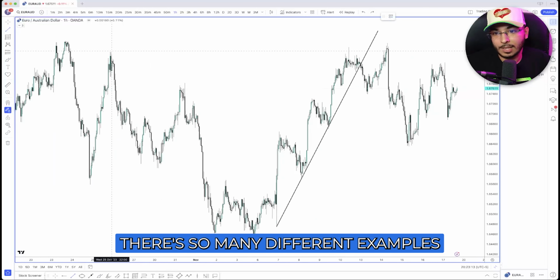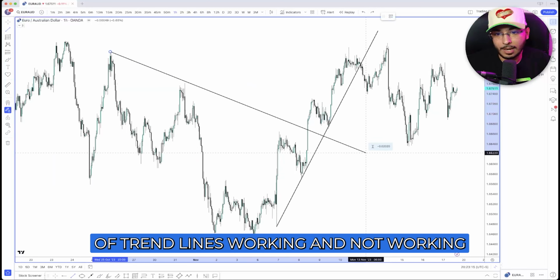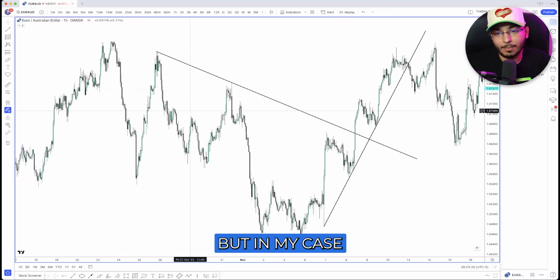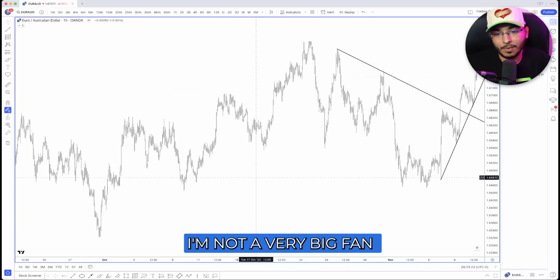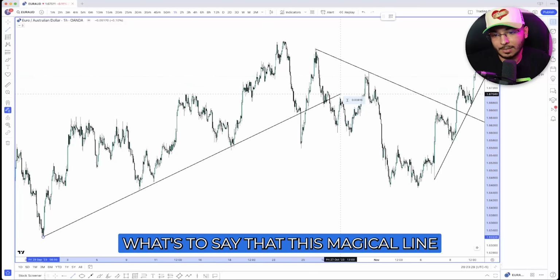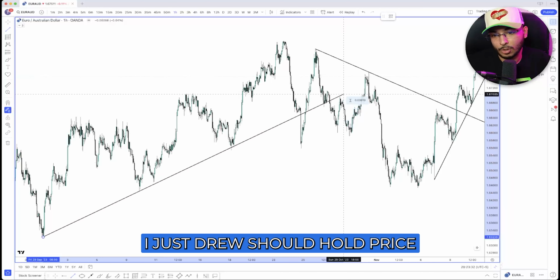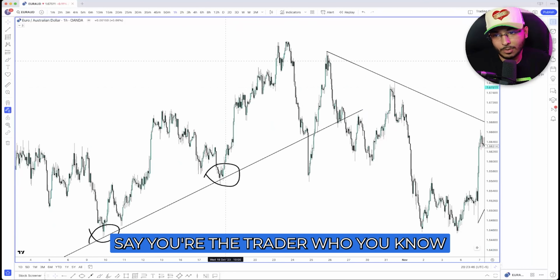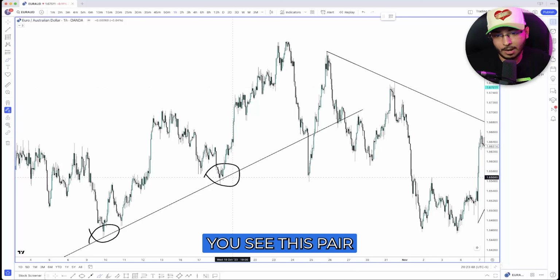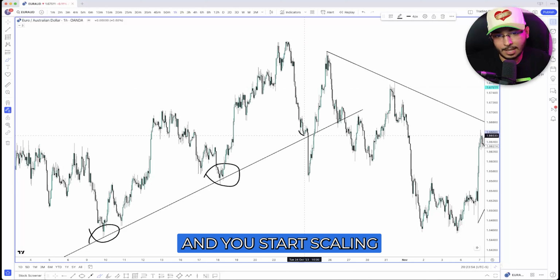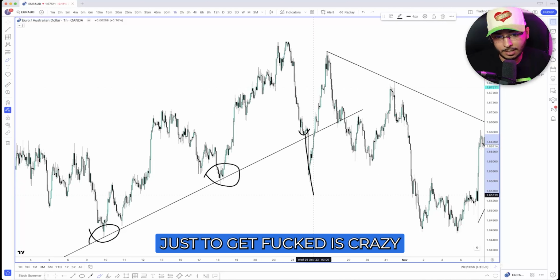There's so many different examples of trend lines working and not working. So we could cherry-pick the perfect setups or whatever, but in my case, I'm not a very big fan of trend lines anymore. The reason why is, what's to say that this magical line I just drew should hold price? In this example, yes, okay, 1 touch, 2 touch, 3 touch. Let's say you're the trader who sees this pair after this third touch has already gone and made a new high. You're coming in and you start scaling into your position there, just to get hurt. It's crazy.